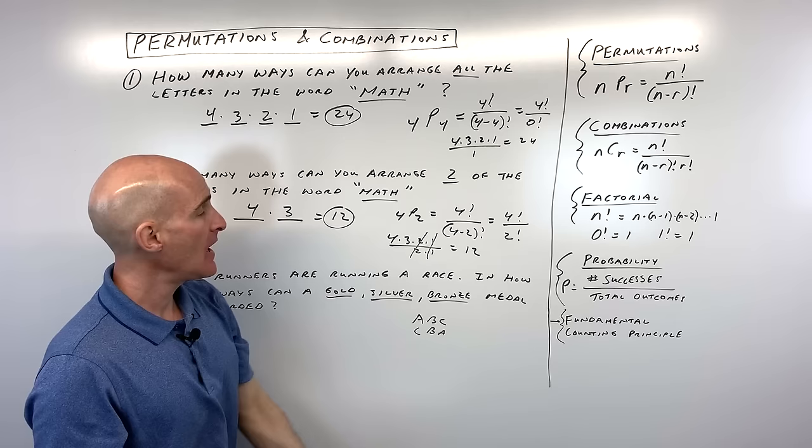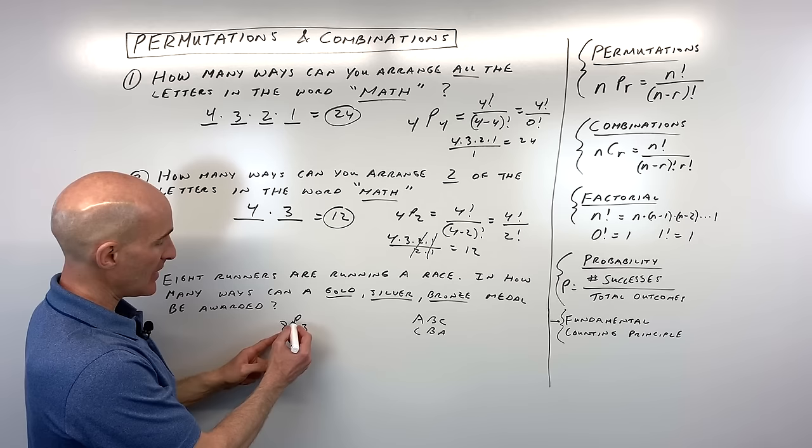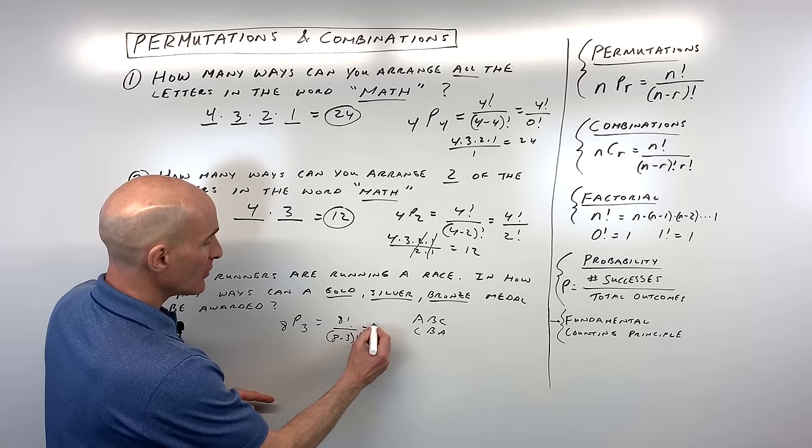And what we can do is say out of 8 runners, you're picking 3, or 8 permutation 3, which is equal to 8 factorial over 8 minus 3 factorial, which is 8 factorial over 5 factorial.